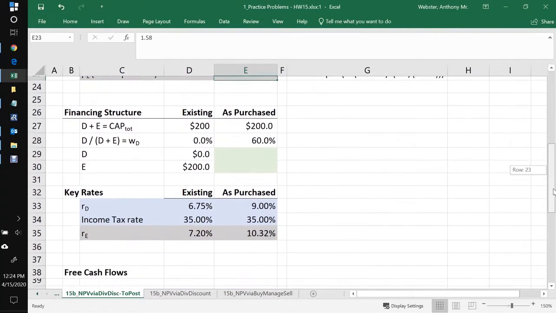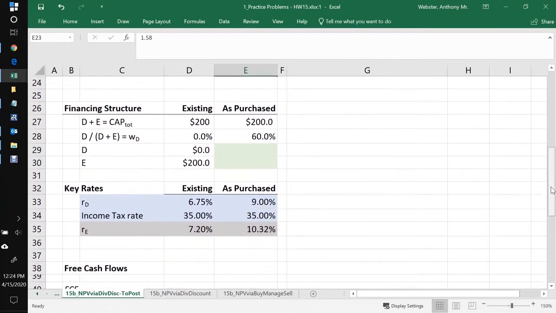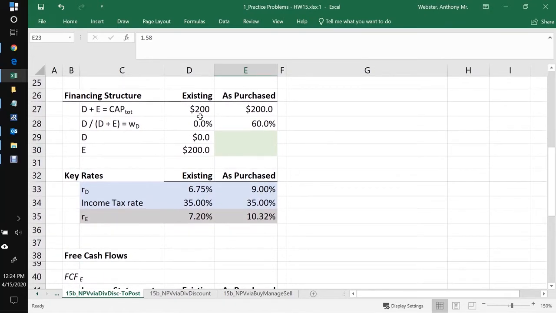So then let's go to the financing structure. Existing, the total capitalization of the firm, which is all the debt and all the equity, which we call cap tot, is 200 million. The weight of the debt, D over D plus E, is 0%. Dollar amount of debt, 0%. Dollar amount of equity is, of course, the whole 200 million.